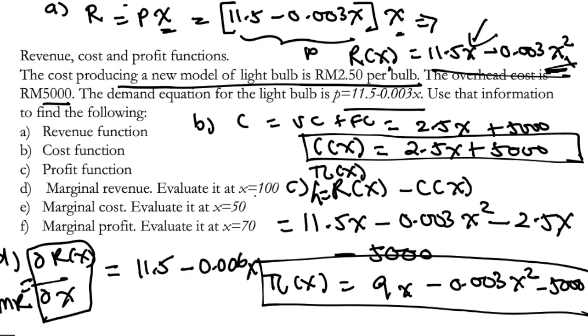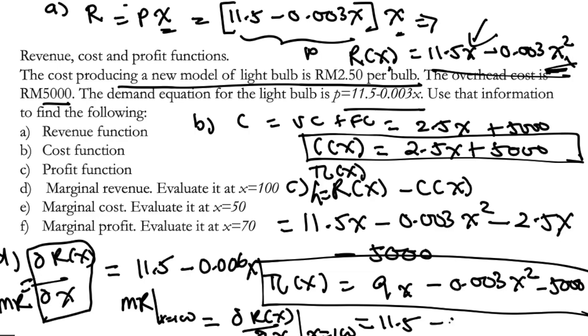And then it says what? It says evaluated at x equivalent to 100. So marginal revenue at x equivalent to 100 is actually equivalent to, I don't have enough space, so I write it here, delta R over delta x evaluated at x equivalent to 100 equals to what? So you have 11.5 minus 0.006x, here x is 100. You put 100, then you solve it. You should know how to find the answer by now, yeah? Because this is just a matter of calculus. So we have found D.